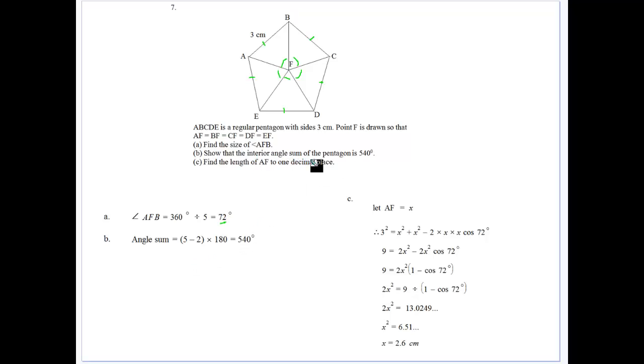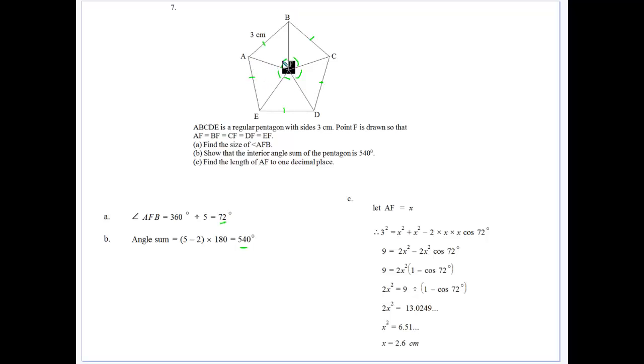Show the interior angle sum of a pentagon is 540. Well, if you remember our rule, we could split a pentagon up into 3 triangles, and then multiply that by 180, which gives us 540. So if you remember that rule, your angle sum, that's from junior geometry. And then find the length of AF to 1 decimal place.